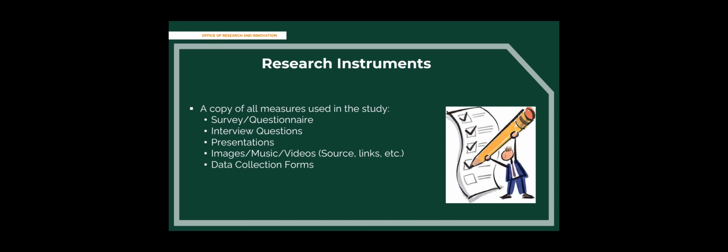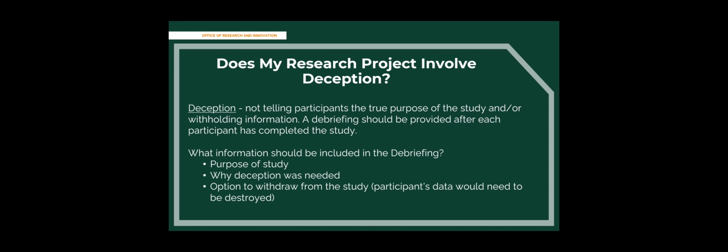Circling back to studies that might involve deception, how do you know if your study involves deception? Firstly, deception is not telling the participants the true purpose of the study and/or withholding information. A debriefing should be provided after each participant has completed the study. The debriefing procedures should include the true purpose of the study, why deception was needed, and the options for the participant to withdraw their data from the study. Should the participant choose to withdraw from the study, their data would need to be destroyed.